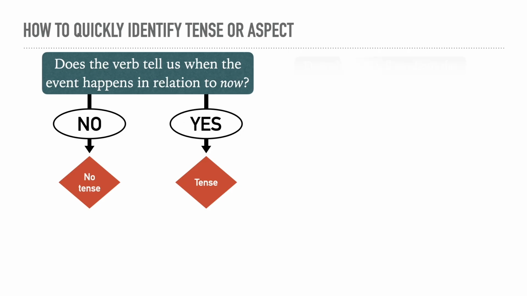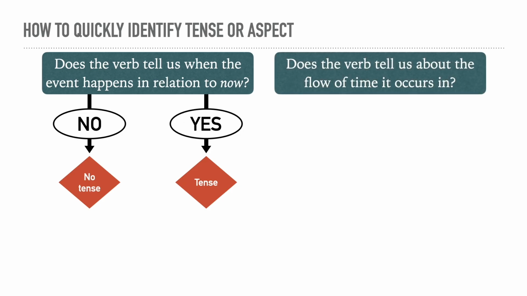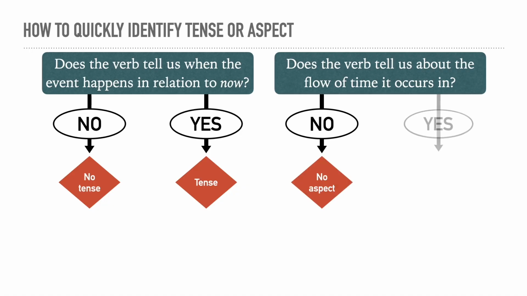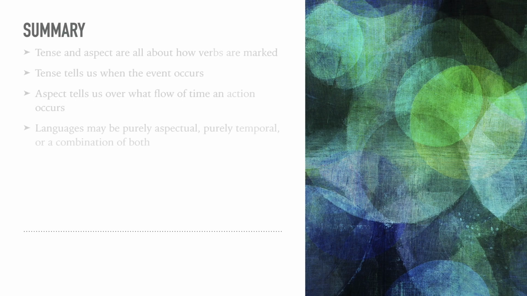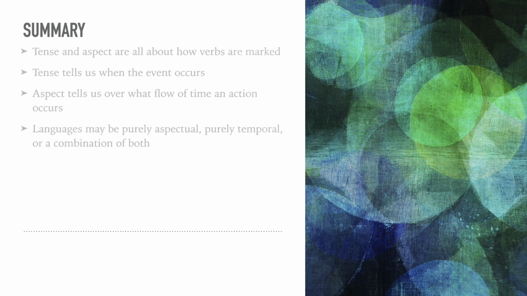tense. In a similar way, if we flip it round, does the verb tell us about the flow of time it occurs in? If the answer is no, then there is no aspect involved. But if the answer is yes, then we have aspect. So in summary, tense and aspect are all about how verbs are marked. They're not about these additional parts of the sentence. We're really only looking at verbs, and verbs are a thing in language. They don't exist in the real world.